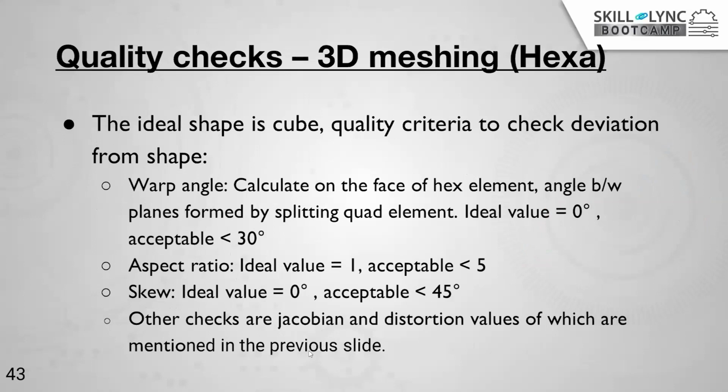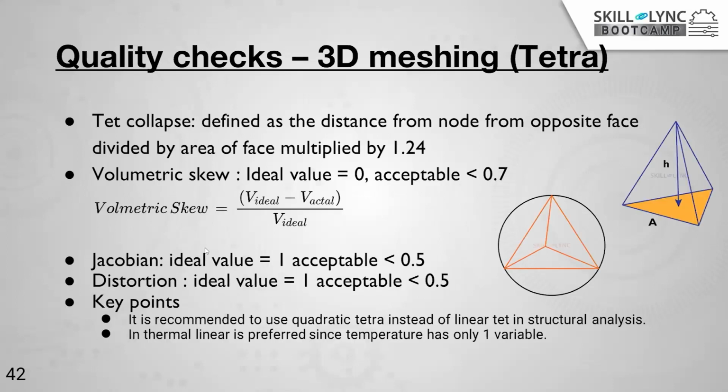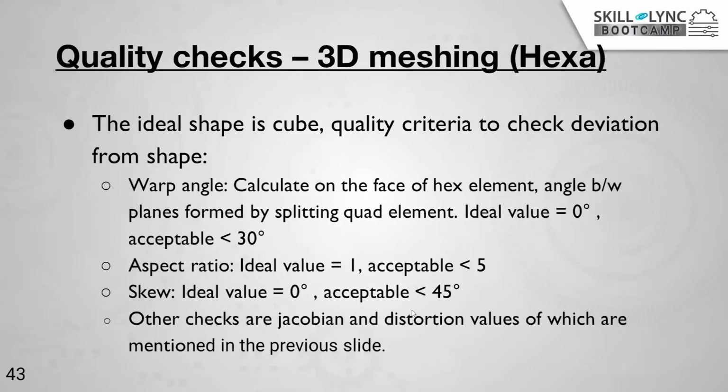Now these are some of the quality checks. Warp angle, which is the same as I explained for the 2D element. Here the ideal value is also 0, but acceptable is a bit relaxed, less than 30 degrees. Aspect ratio, ideal value is 1, acceptable is less than 5. Skew, ideal value is 0, acceptable less than 45 degrees. Other checks, Jacobian and distortion, are the same as the tetra meshing: ideal value is 1, acceptable is less than 0.5.